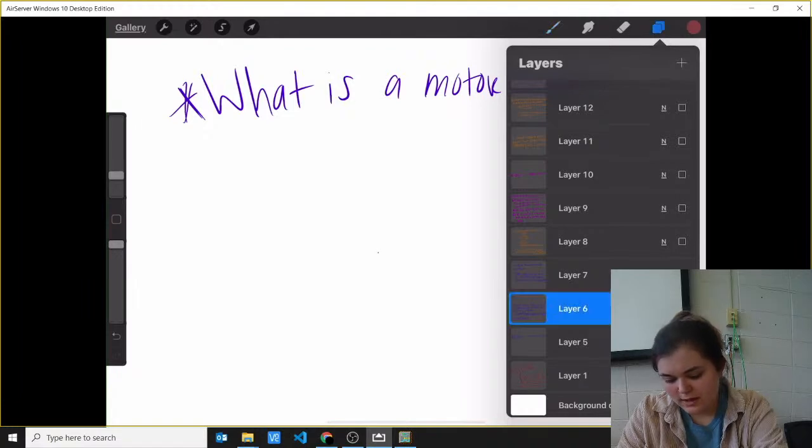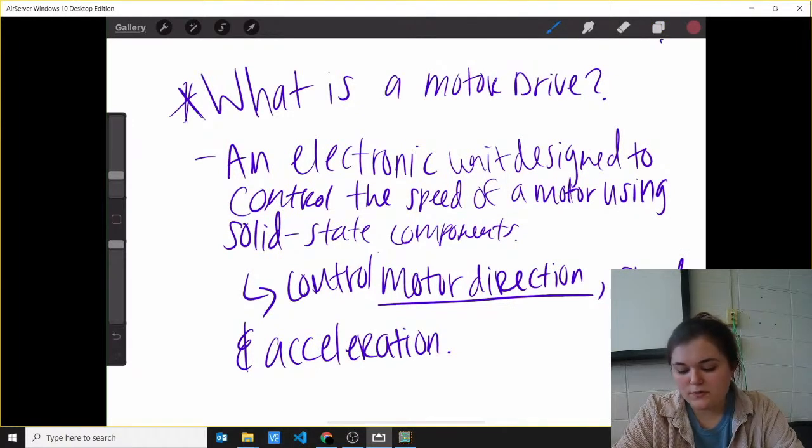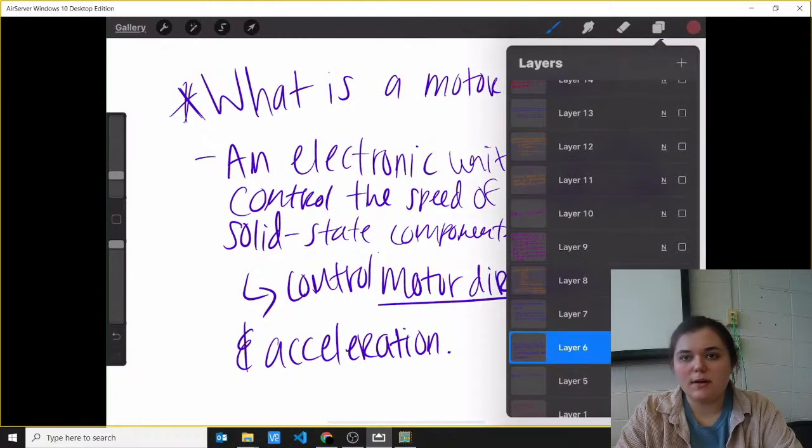Okay. So, like, the technical definition is an electronic unit designed to control the speed of a motor using solid-state components. And it can control motor direction, speed, and acceleration. That's just the basic, though. Like, they can get really in-depth. They can control a lot of stuff, depending on how they're programmed and if they're a basic drive or an advanced drive, stuff like that.